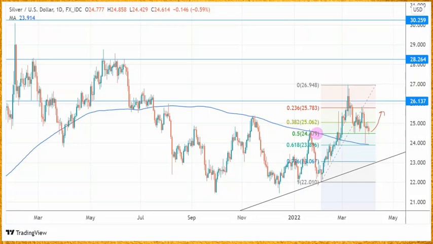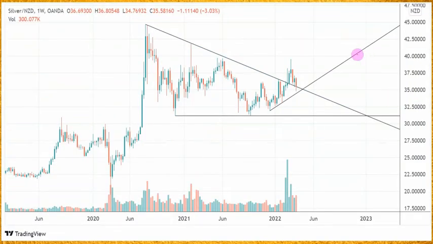But look, the fact that it bounced off of that 200-day moving average pretty sharpish just makes me feel a bit more positive about silver as well. So I think we're going to get a turnaround and move up here. And of course, we've still got that overhead resistance around this 26 level. So what we really want is for that to become support. So why else am I feeling positive about silver?